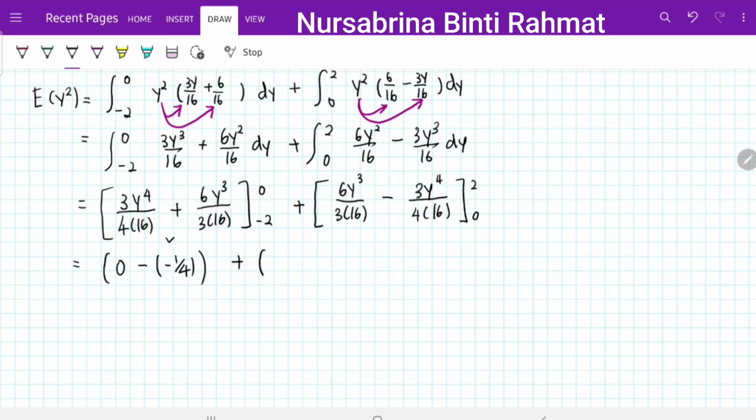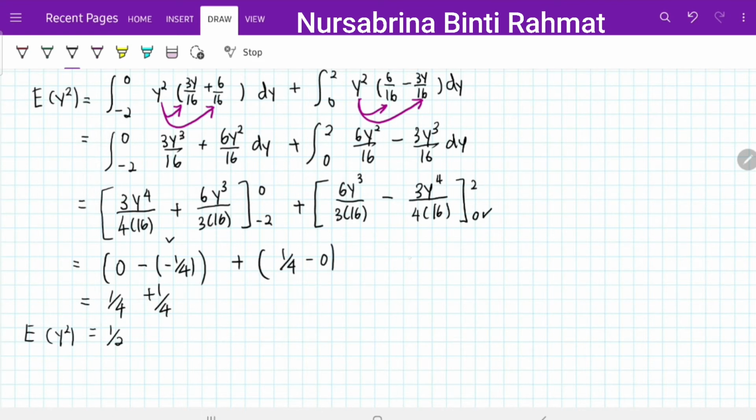Plus this one, when y equals 2, you will get 1 over 4, and when y equals 0, it is 0. So we have here 1 over 4 plus 1 over 4, which is equal to 2 over 4, and if we simplify this, we will get 1 over 2.